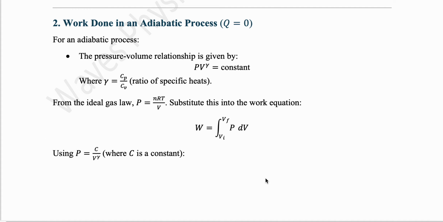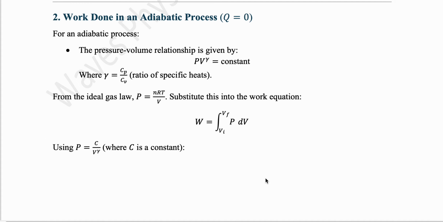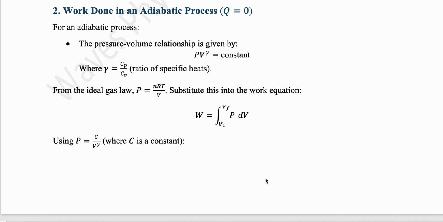Our next process is adiabatic process. Okay, now adiabatic process is kind of different. It actually depends on the specific heat ratio, or the specific heat of the gas. And in an adiabatic process the relation is actually PV to the power gamma is equal to constant. Now this is basically the pressure volume relationship for an adiabatic process. This is something which you have to remember.